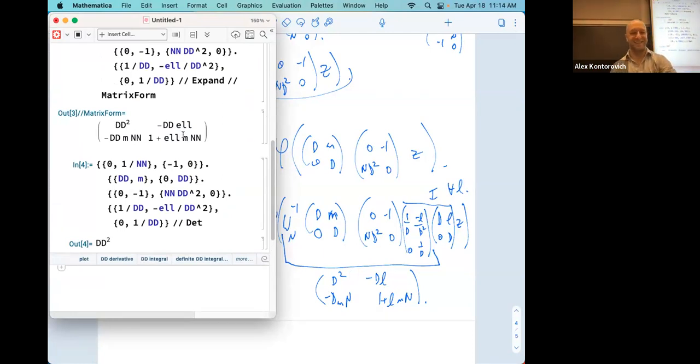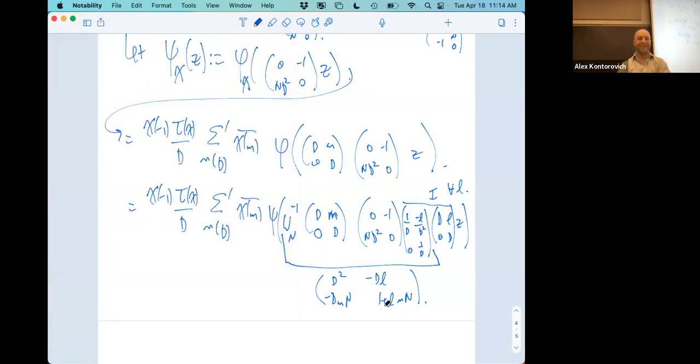You can see it there. The determinant is d squared. In fact, the determinant has to be d squared. This thing has determinant 1 over n. This has determinant d squared. This has determinant 1 over d squared. And this has determinant n d squared. So this d squared and that d squared cancel. This n and 1 over n cancel. But there's a d squared left over.